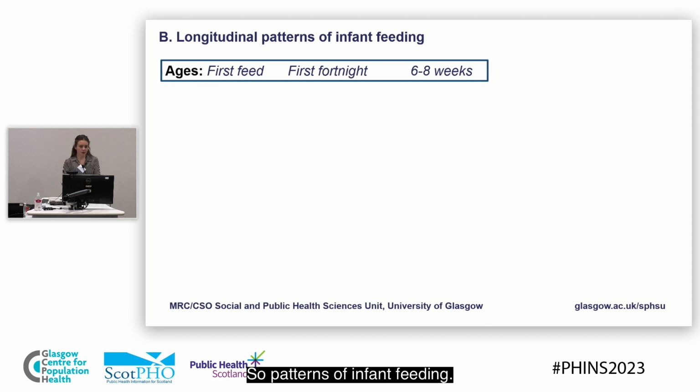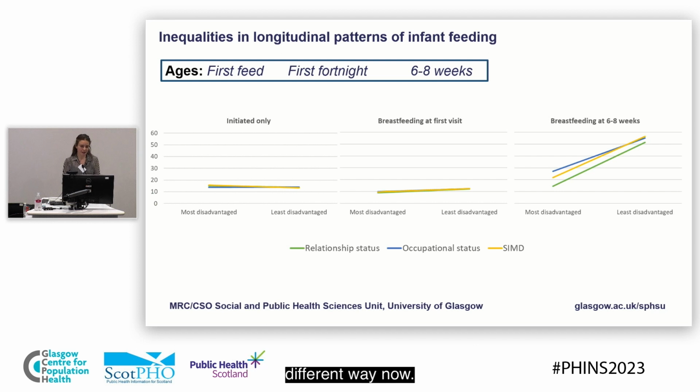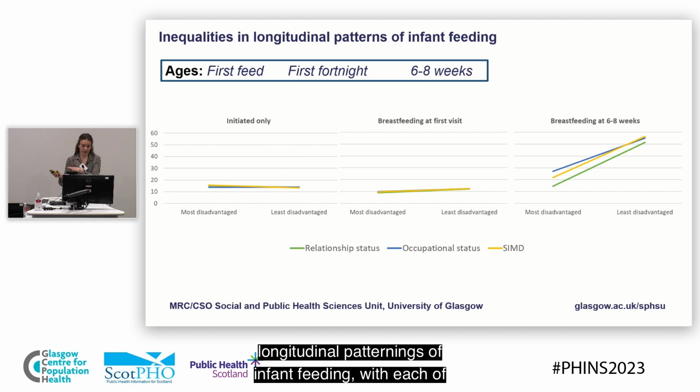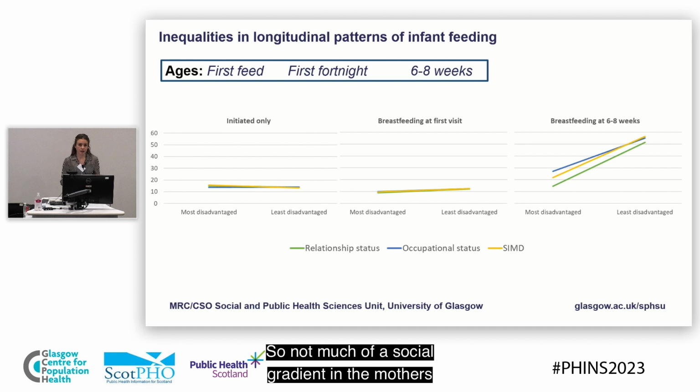Here's a second example, so patterns of infant feeding. So we've looked at that in hospital in the first fortnight, and then at 6 to 8 weeks. And these line graphs, sorry, I'm showing you inequalities in a different way now, but we've got social gradients for the 3 different longitudinal patternings of infant feeding, with each of the coloured lines representing a different socioeconomic measure. So not much of a social gradient in the mothers that initiated breastfeeding. The same for those who were breastfeeding still at the first visit, but then we start to see a really big social gradient in those who were breastfeeding at 6 to 8 weeks.